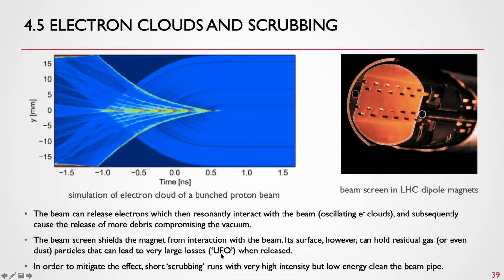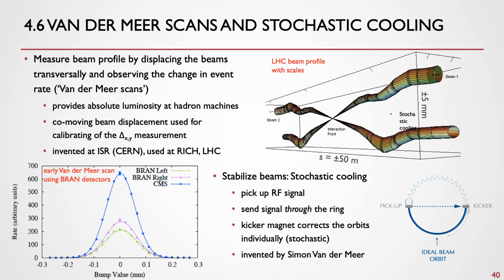So when we talk about UFOs at the LHC, we mean dust particles falling into the beam and causing quenches in the magnets. A few more words on the operation, so that you get a feeling what has to be achieved. The top right plot shows the LHC beam profile. I put the scales here. Pay attention to the scales. On the X and Y directions, it's 5 millimeters.